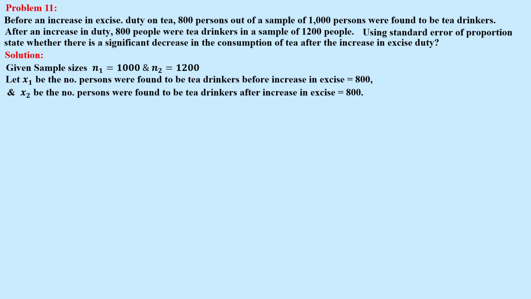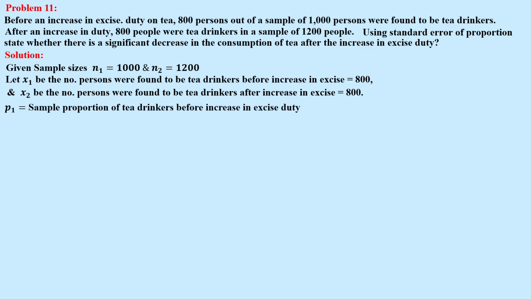Right, given sample N1 first, we have taken 1000. Out of that, 800 tea drinkers, right? So N1 equal to 1000. Second sample, out of 1200 people, so N2 is equal to 1200. Out of that, 800 were tea drinkers. So X1 be the number of persons found to be tea drinkers before the increase in excise, that is 800, and after the increase in excise, X2 be the number of persons, that is also 800.